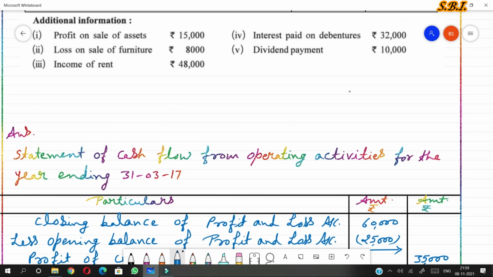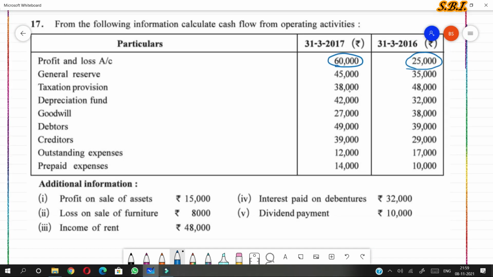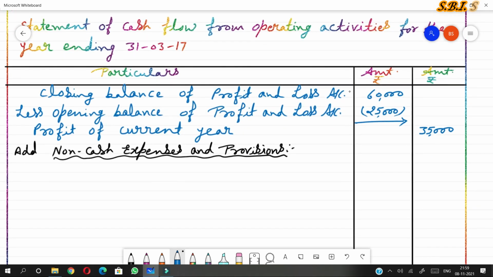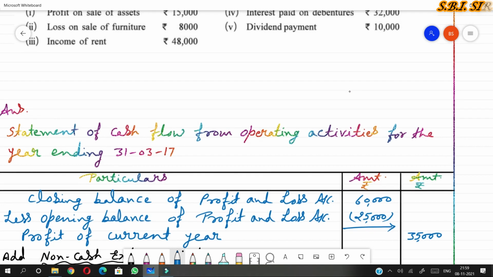Then we'll see the next entry, general reserve. The opening balance of general reserve is 35,000 and the closing balance is 45,000. It will be recorded under the heading of non-cash expenses and provisions. General reserve: 45,000 minus 35,000. We will get 10,000.